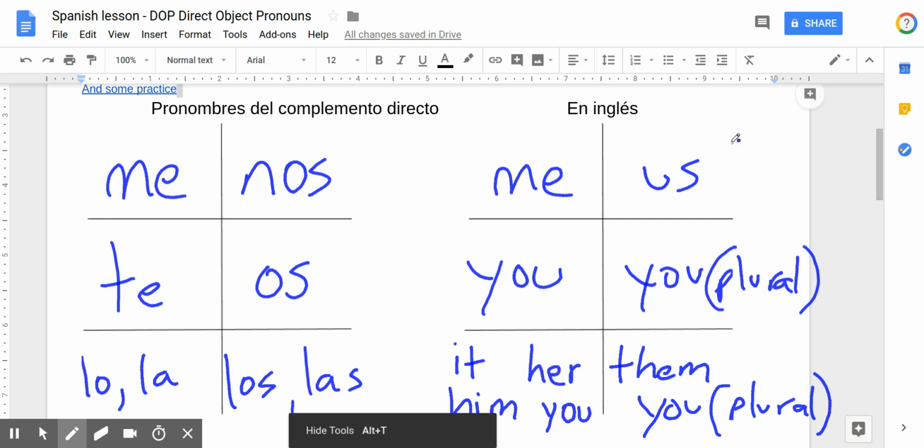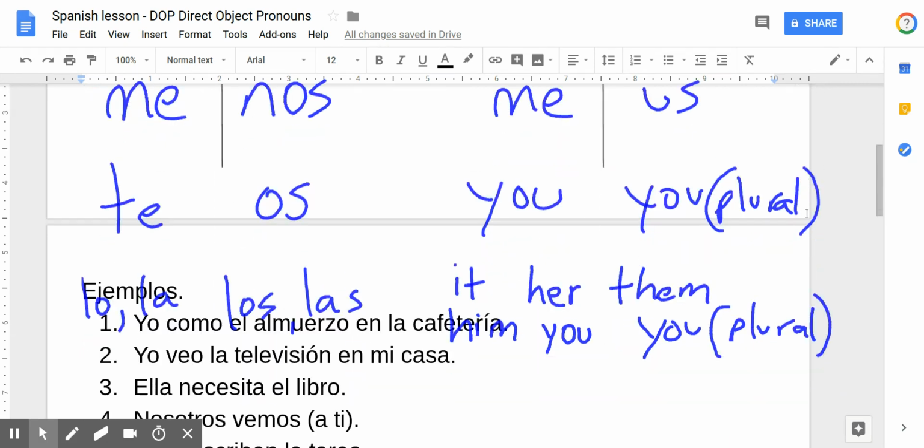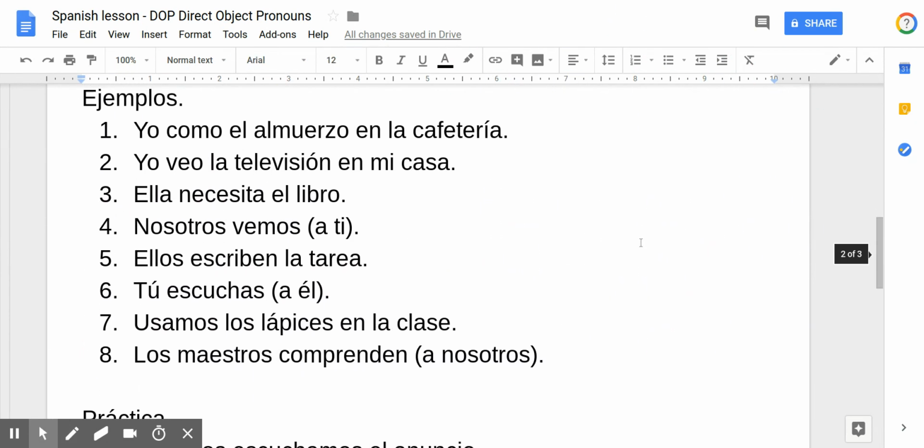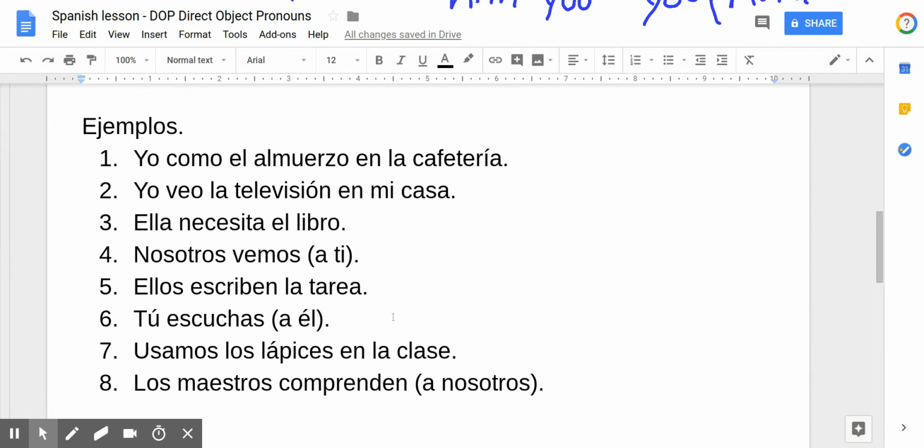Okay, so what I'm going to do now is hopefully you have this information on the left jotted down somewhere, because I'm going to scroll down to show you guys some sentences and work you through them so you can kind of see how these things work. Okay, so I've got 8 sentences here.